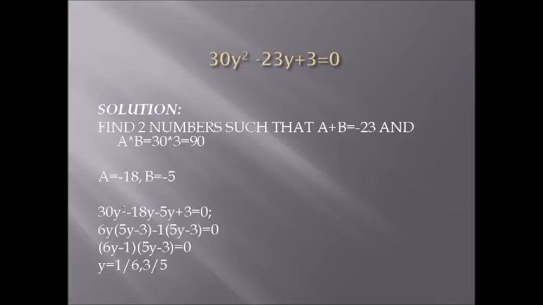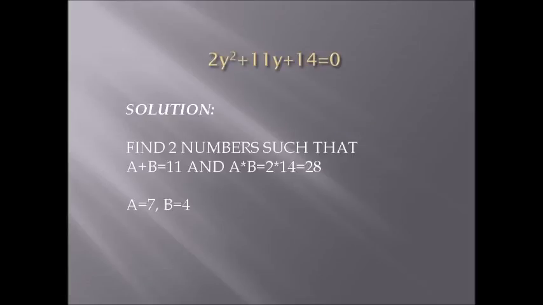A similar example we can see here. So here we have to find two numbers such that their sum is minus 23, that is the coefficient of y, and their product is 30 into 3, that is 90. And two such numbers are minus 18 and minus 5. So we split the middle term minus 23y as minus 18y minus 5y and solve further to get the values of y.